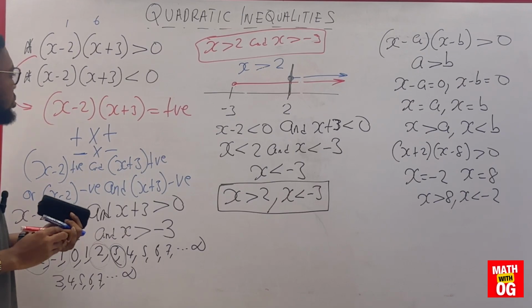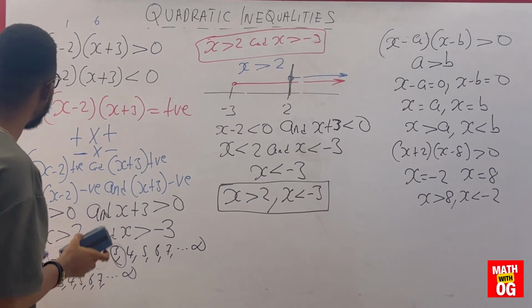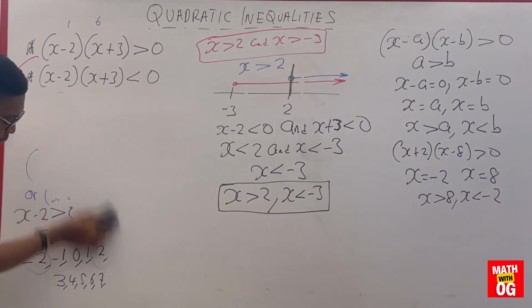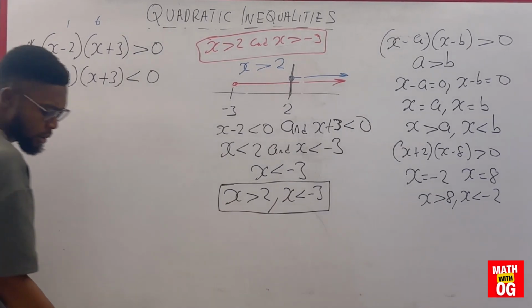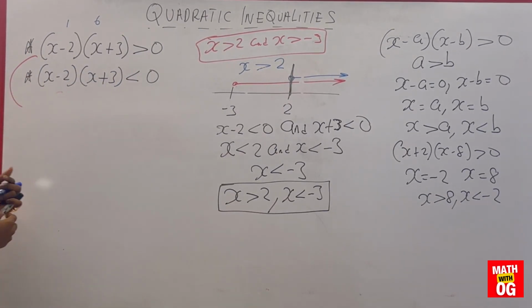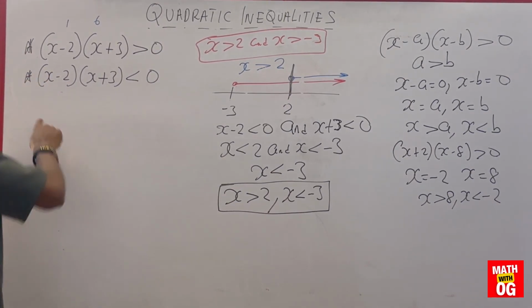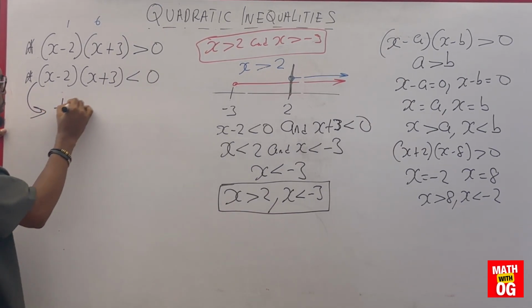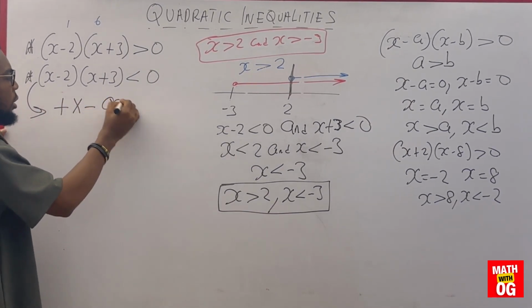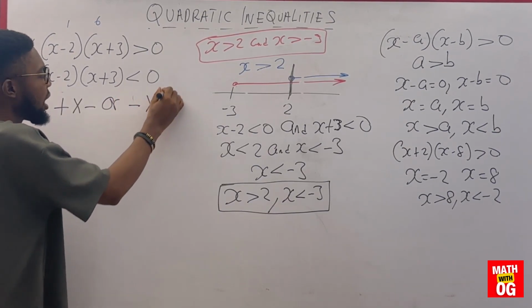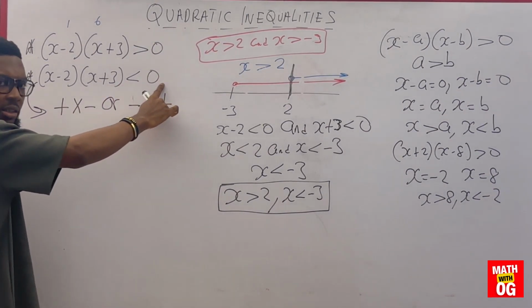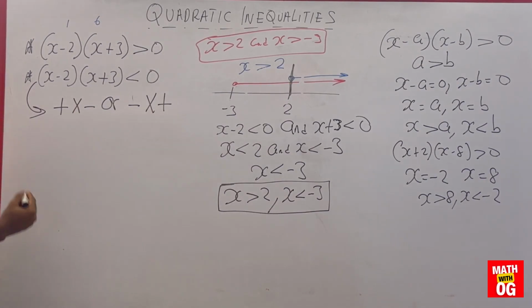Next question: x minus 2, x plus 3 to be less than 0. Now for this question, what does it take for the product of two numbers to be negative? It is either the first one is positive and the other one is negative, or the first one is negative and the other one is positive. That's what it takes for the product of two numbers to be less than 0. Less than 0 means it's negative, greater than 0 means it is what? Positive.